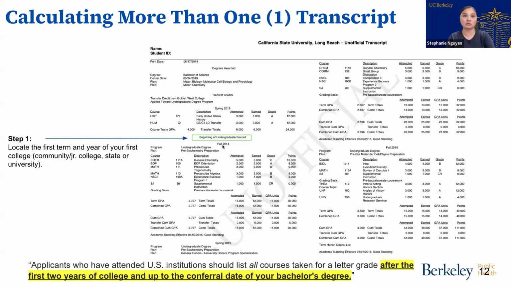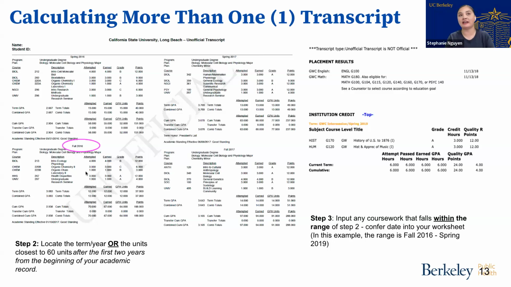So we noticed that their coursework began in fall of 2014. And remember, I said add 2 years into that. So if you add 2 to 2014, that will take you to year 2016, which is why I've landed here. So that means any coursework from this point on, I would have to include in my calculation worksheet. So that's step 3 there. Input any coursework that falls within the range of step 2 to the conferred date into your worksheet. So in this example, that means it's fall 2016 until, let's see, that last course, it's spring of 2019. So we're going to include all the coursework from there.